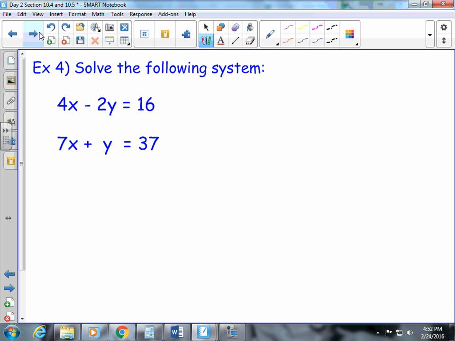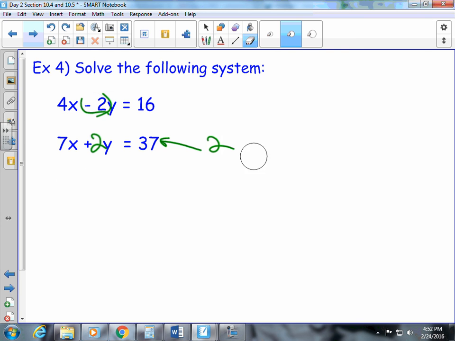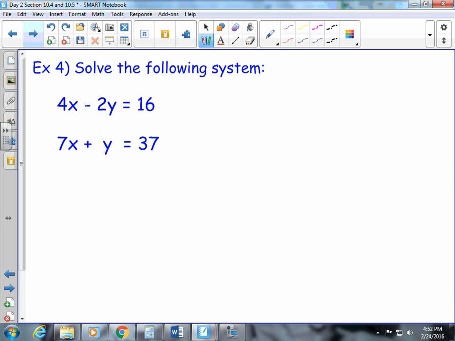All right, now, these are not the same, and these are not the same. So, if I add them up right now, no variable is going to cancel out, but no problem. Notice, if I were to multiply this equation by 2, now I would have a -2 and a +2 that would cancel out. So that's what we're going to go ahead and do. So I'm going to take that bottom equation and multiply it by 2. So again, I'm going to rewrite it.